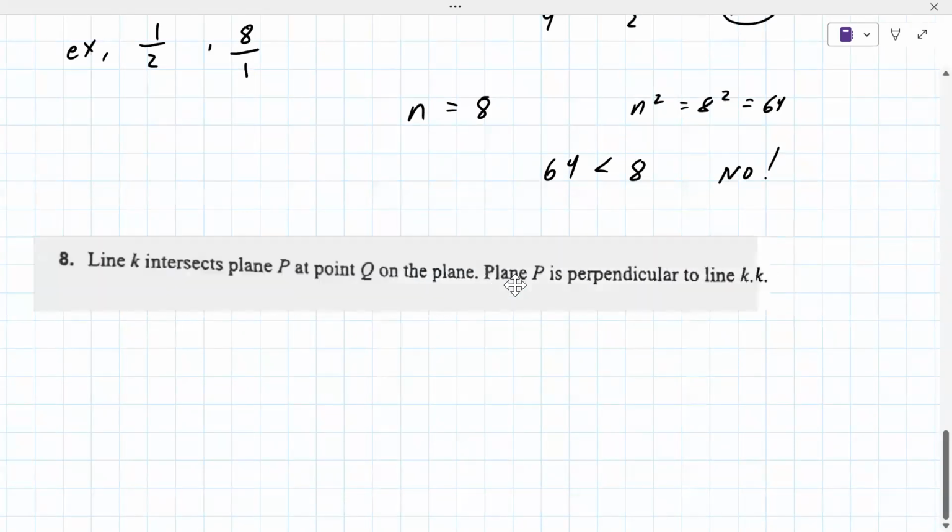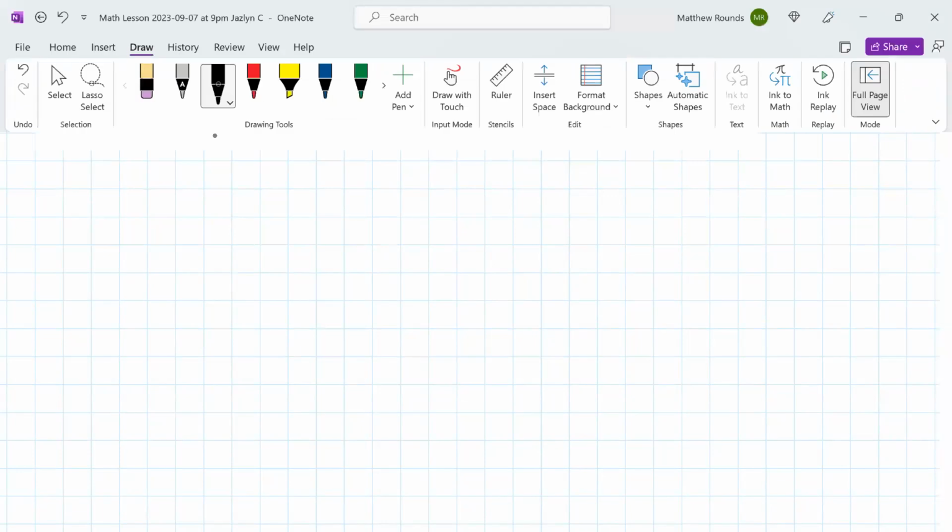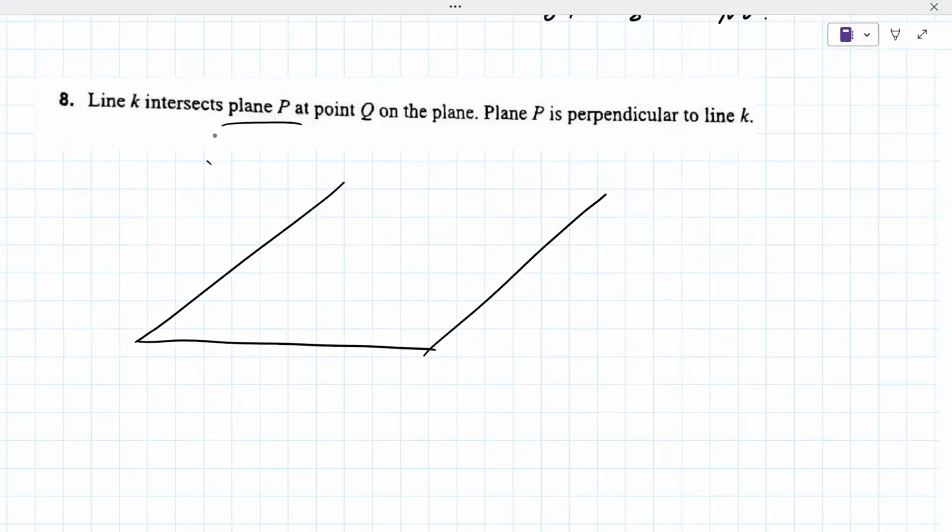Okay. All right. Another challenge with geometry is it's very visual. So you maybe need to almost see stuff in the classroom or have some examples of things. So it says line K intersects plane P. The best way to draw a plane is kind of like a sheet of paper. If you have a sheet of paper and you hold it up, it extends infinitely in all directions. Hopefully you've been told that in class. So line K intersects plane P at point Q on the plane.